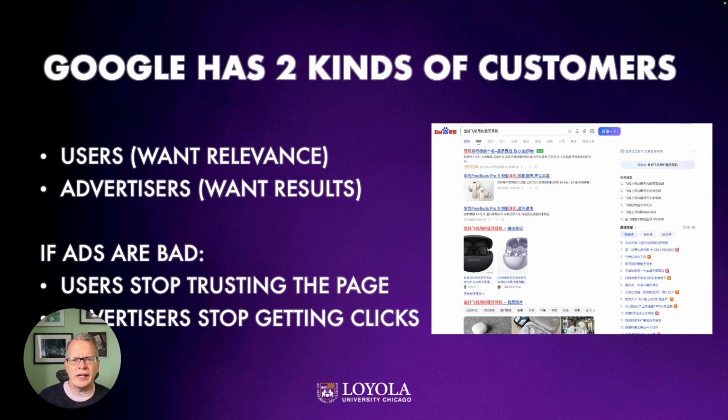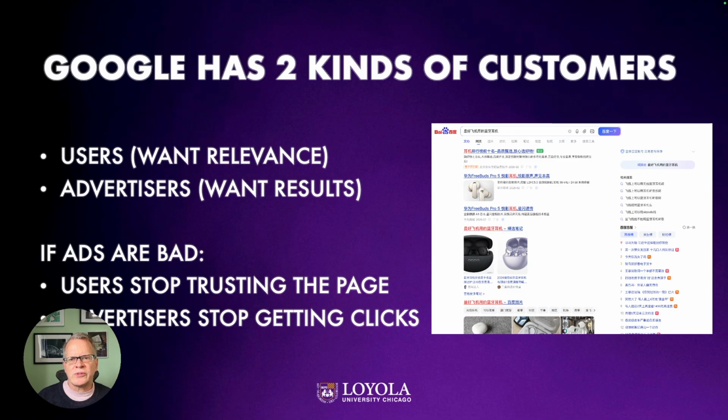The other one is advertisers. They want results. So if the ads suck and the search results are not what you want, users will stop trusting the page. They'll go on other platforms like Amazon, maybe even TikTok or Reddit to find the results that they want. And if the advertisers aren't getting clicks, then what's the use to them? They won't invest in Google anymore.